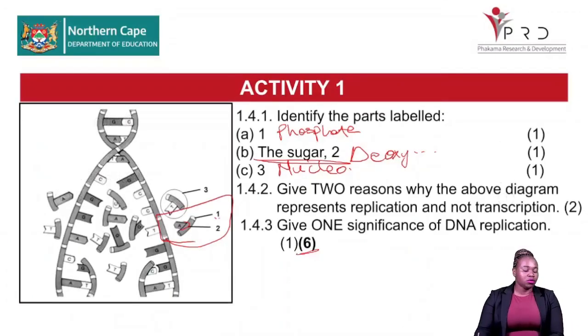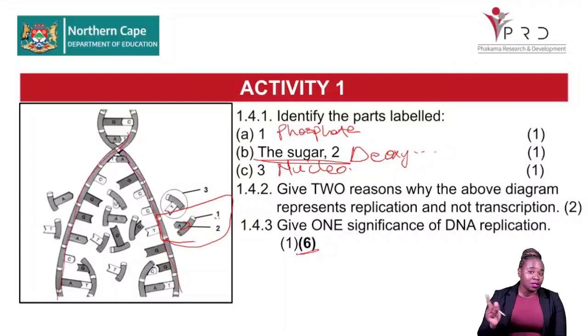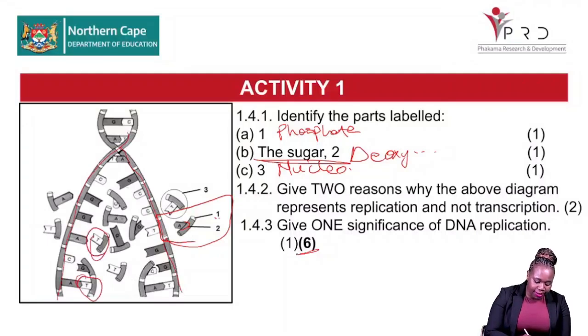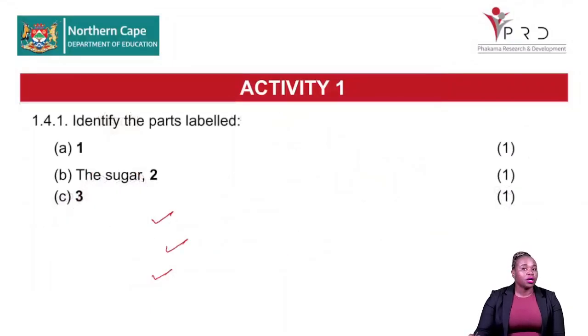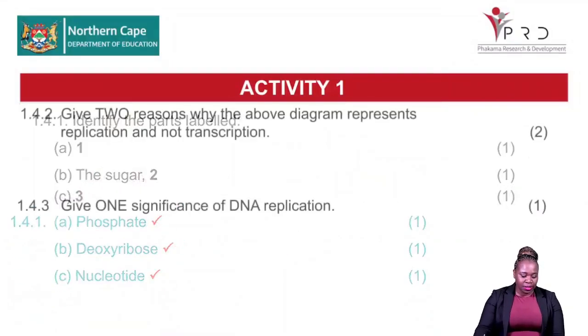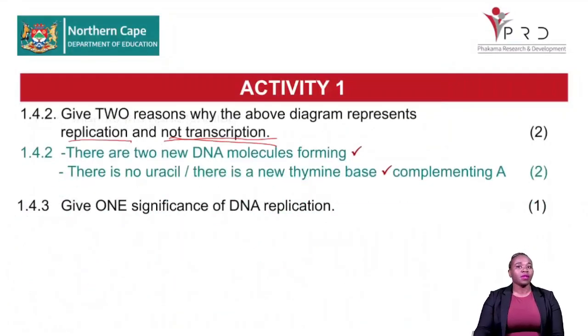So now, if we have a look at this diagram, we can see that there are going to be 2 new DNA molecules formed, and the 2 strands are actually acting as our templates. That would be our first reason. The second one would be that the nucleotides that we are seeing here are not RNA nucleotides. How do we know that they are not RNA nucleotides? RNA does not have a thymine nitrogenous base. We cannot see thymine nitrogenous bases in RNA, but we would be seeing uracil. But in this case, we can see thymine pairing to adenine and not uracil.